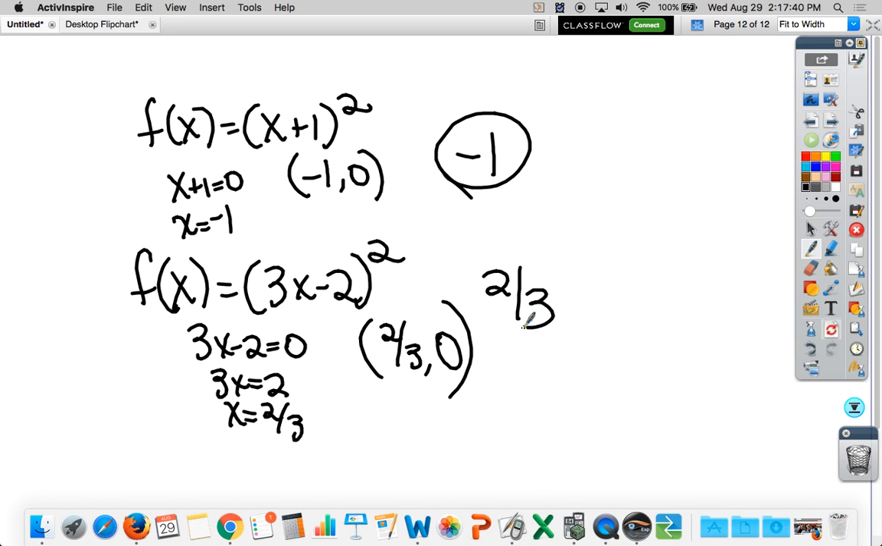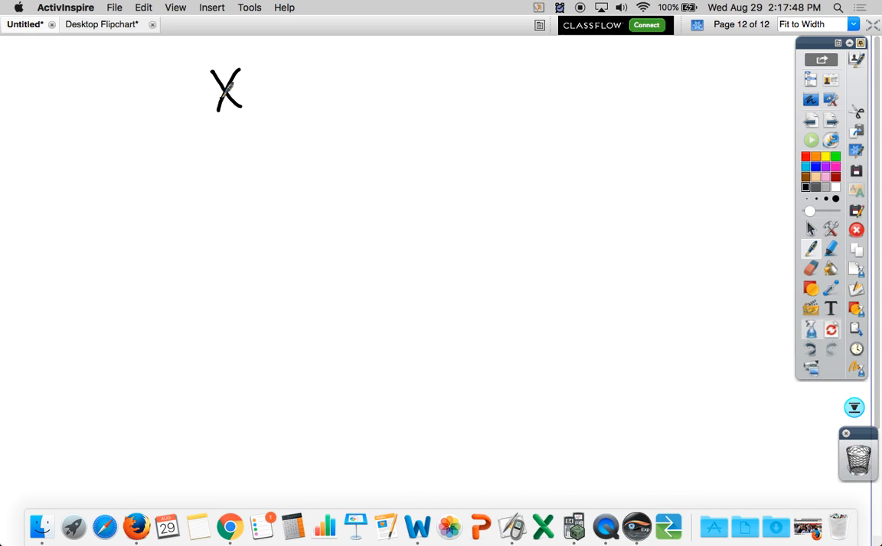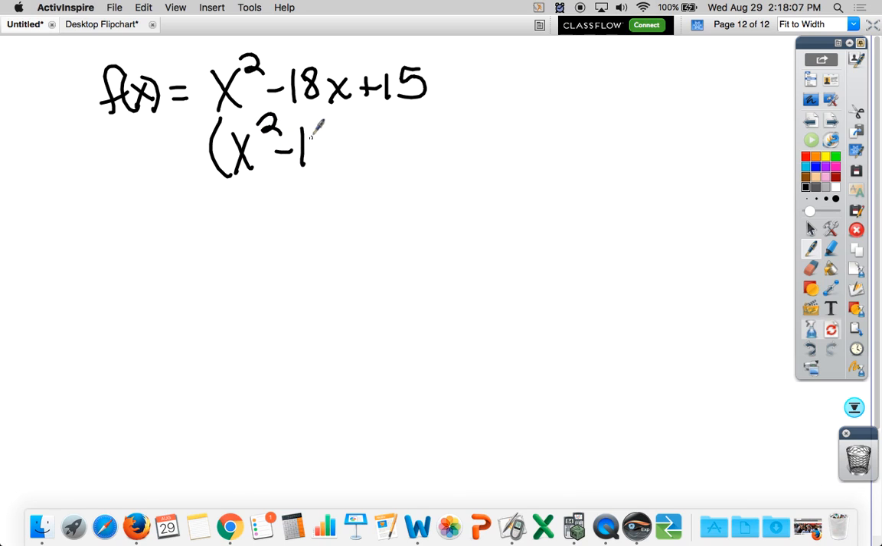Okay, let's look at D. X squared minus 18x plus 15. What do I have to do on this one? Vertex form, standard form? Standard form, so I have to complete the square, all right? I'm going to let y'all take an opportunity to complete the square.